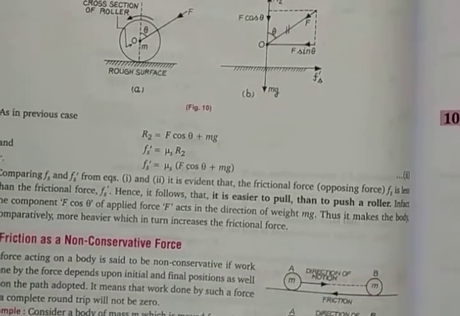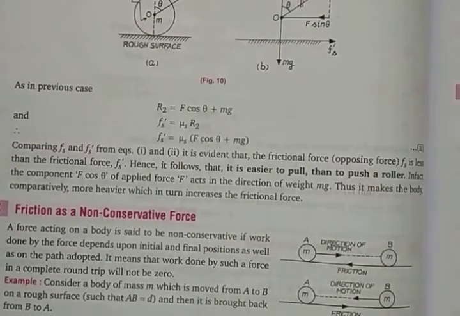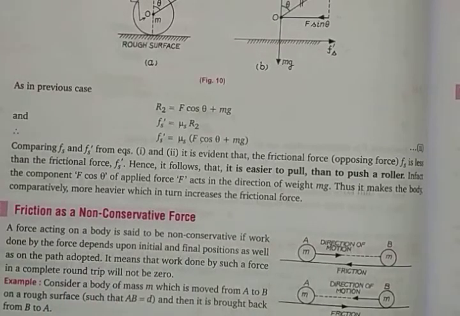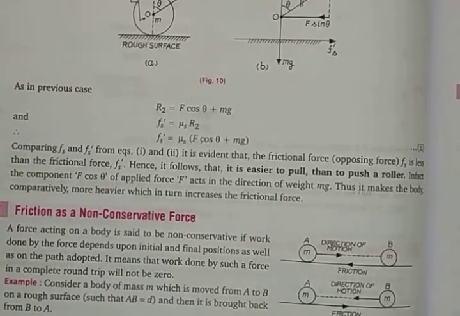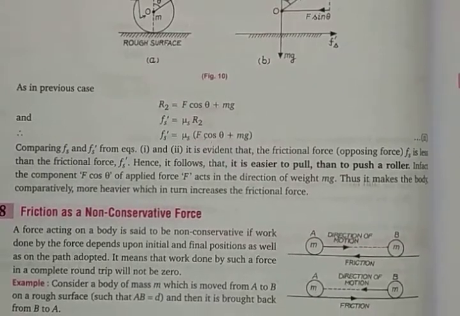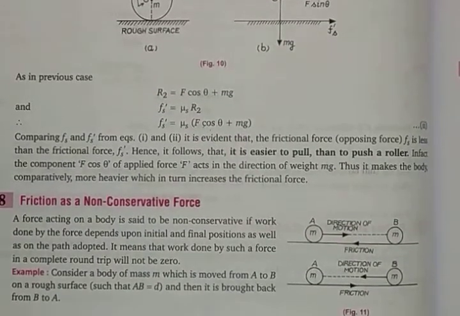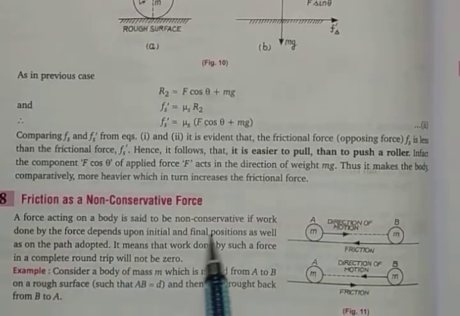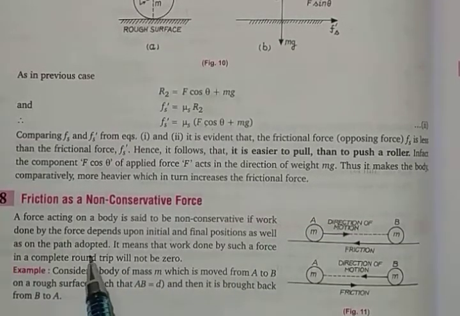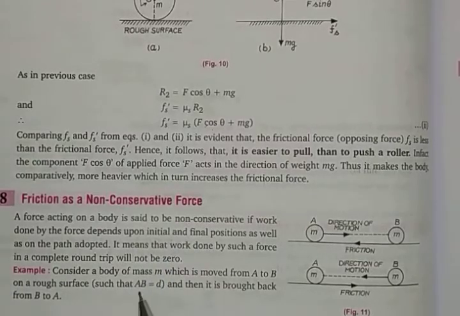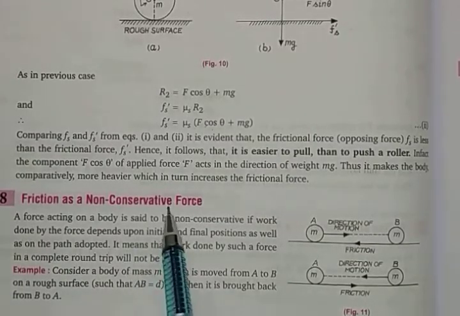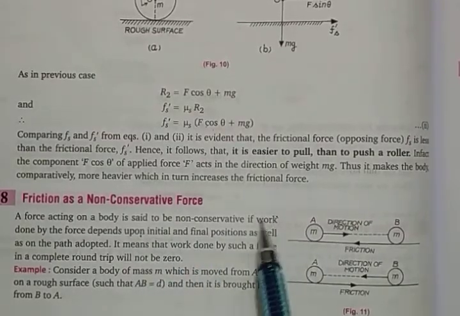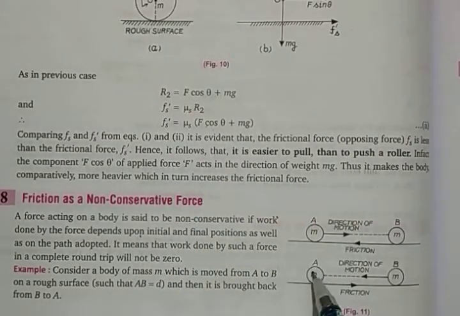Now I would say the last few parts are there. Friction is a non-conservative force. So what is a non-conservative force? A force that depends upon the initial and the final position as well as the path adopted is called a non-conservative force. So what is a conservative force? The force that depends only on the initial position and final position. It does not depend upon the route which you take.